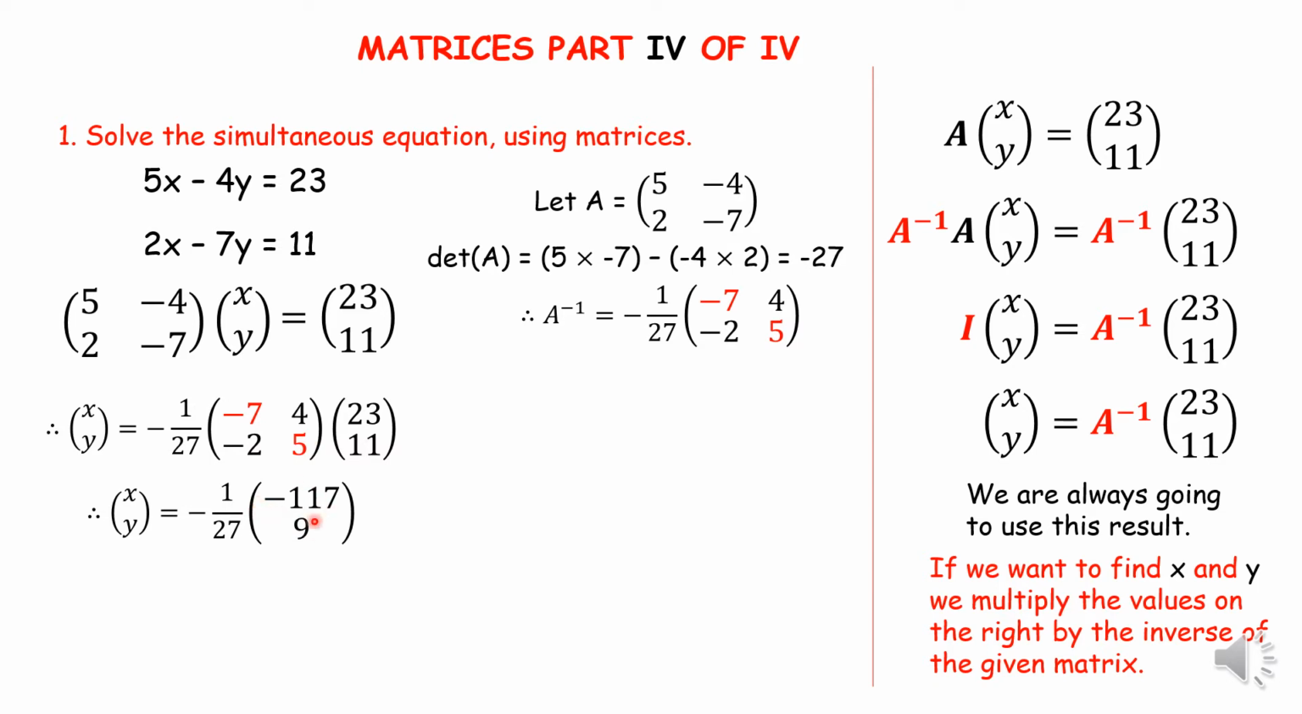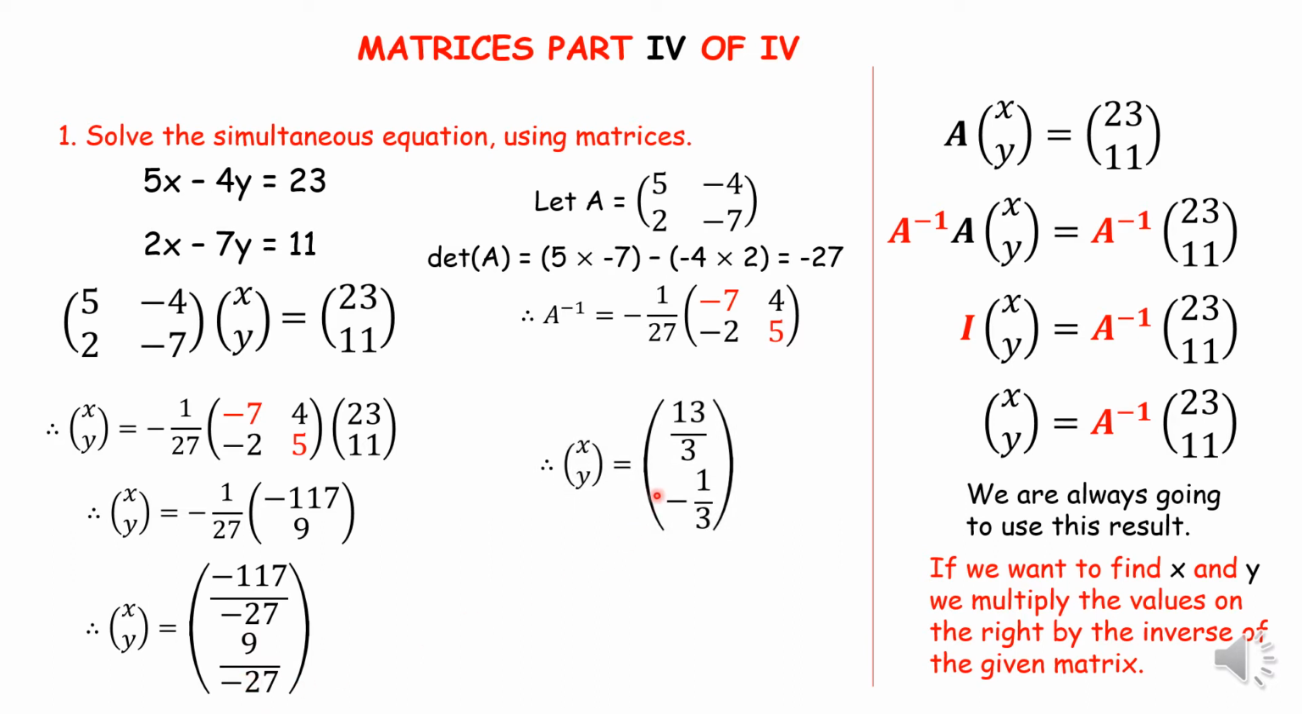Now that leaves me with negative 1 over 27 multiplied by negative 117, 9. So always leave it in this form with the determinant, and only then divide each element by negative 27. That gives me x equals 13 over 3, which is the same as 4 and 1/3, and y equals negative 1/3. Okay, so let's look at another one.